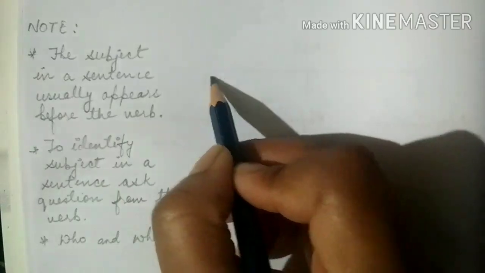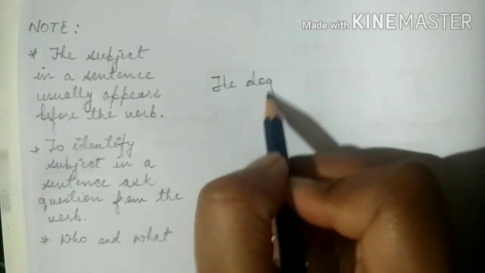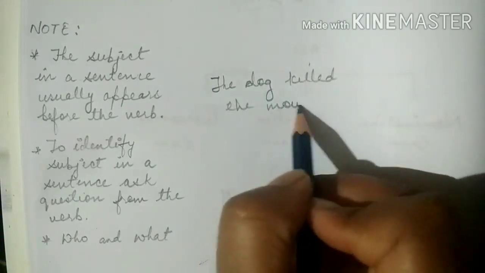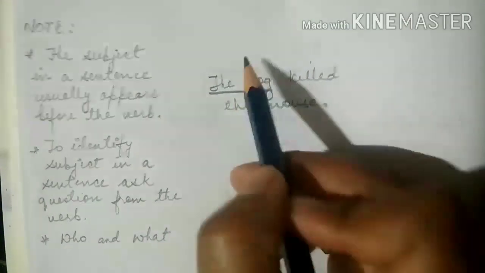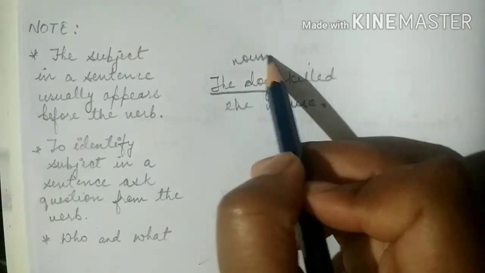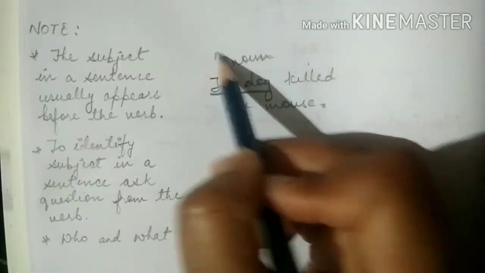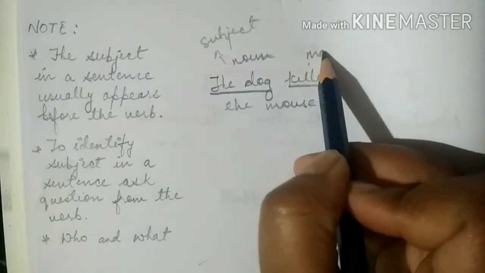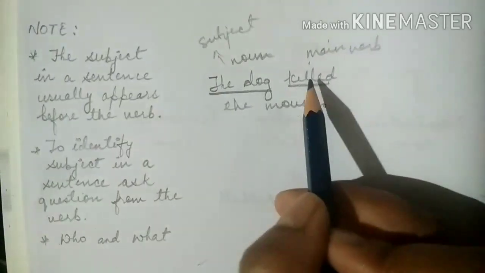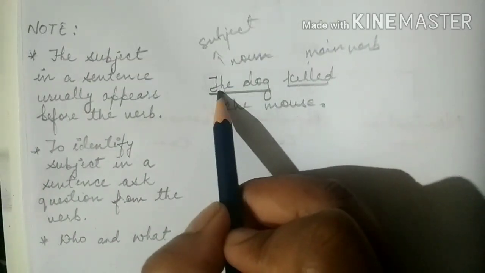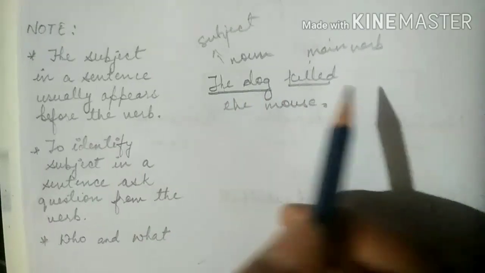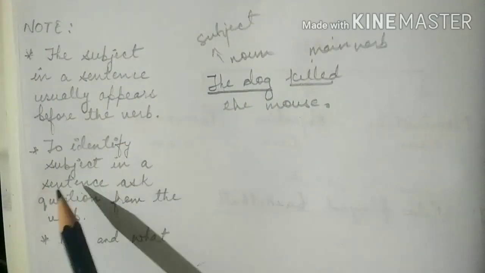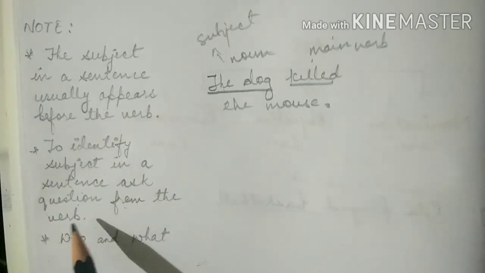If I write, the dog killed the mouse, the dog is a noun. Fine. Dog is a noun over here and it is working as a subject. And killed is our main verb. So before the main verb, we have a subject. This happens with most of the sentences. Fine. And next it says that to identify the subject in a sentence, ask a question from the verb.